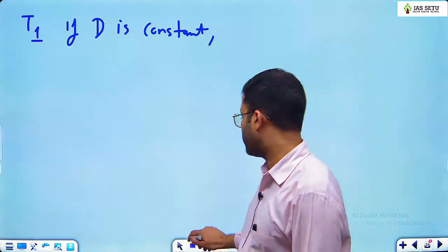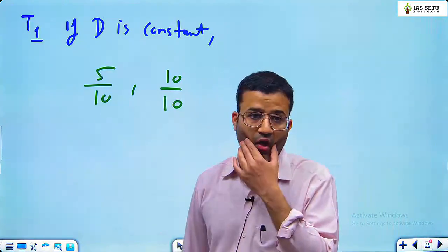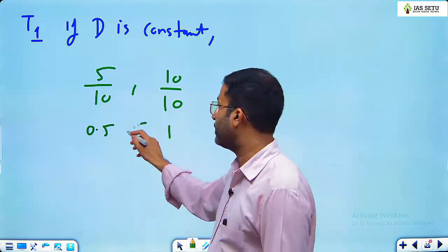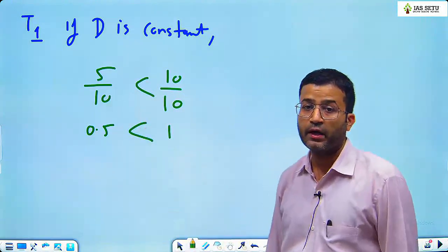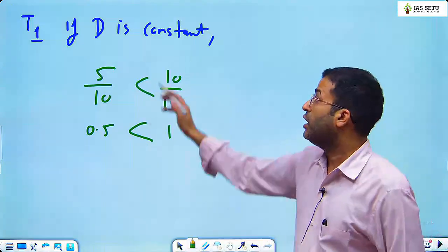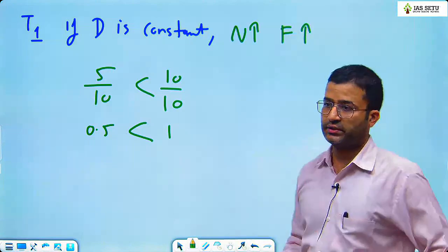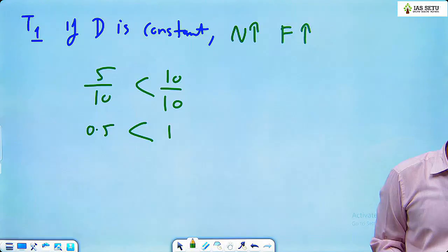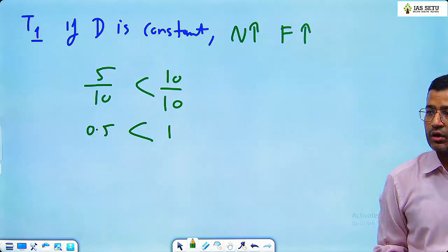If the denominator is constant, example like 5/10 and 10/10. We convert this in decimal. What is 5/10? Half. What is 10/10? 1. And if we compare, 1 is larger than half. So can we conclude 10/10 is larger than 5/10? So this is very simple. Type 1 सबसे simple है. If the denominator is constant, as numerator increases, fraction value increases. अगर डिनोमिनेटर कांस्टेंट है, we just compare the numerator. अगर न्यूमरेटर बड़ा होगा तो फ्रैक्शन बड़ा होगा.